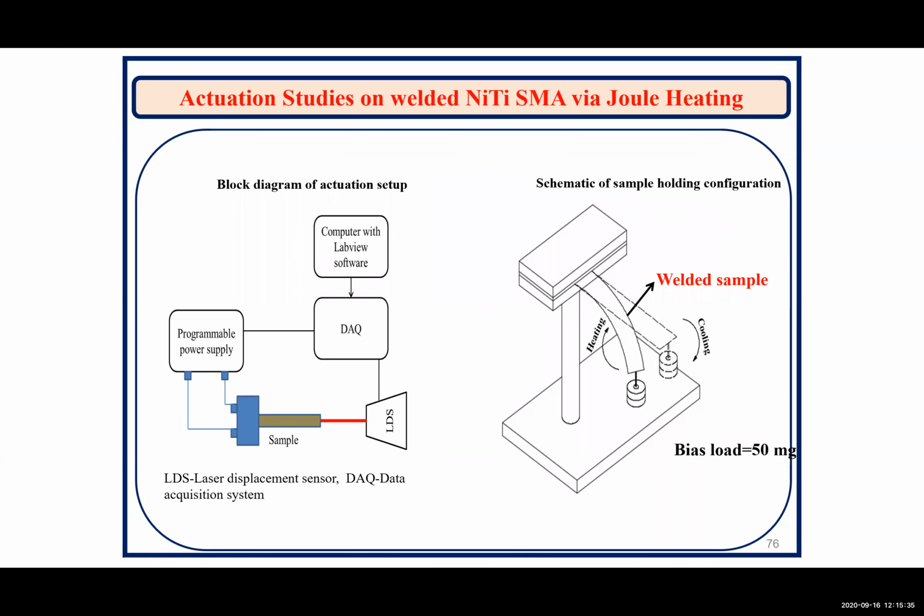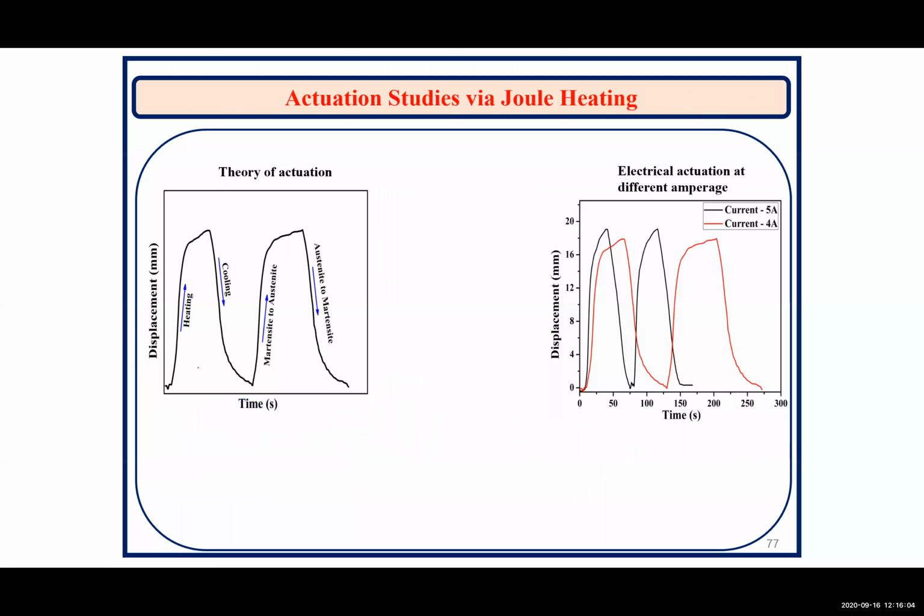Obviously we were more concerned about the life cycle as well as the failure characteristics in detail. So what we made is an arrangement in such a way that you have a DAQ system. The DAQ system is connected to a computer with a LabVIEW program, and you have a programmable power supply, and you have an LDS sensor. Through the LDS sensor, we are trying to monitor the shape memory alloy behavior. So we studied the actuation characteristics with respect to an austenite phase, as well as with respect to the martensite phase in detail. And then we were also looking into the electrical actuation at different amperage conditions.